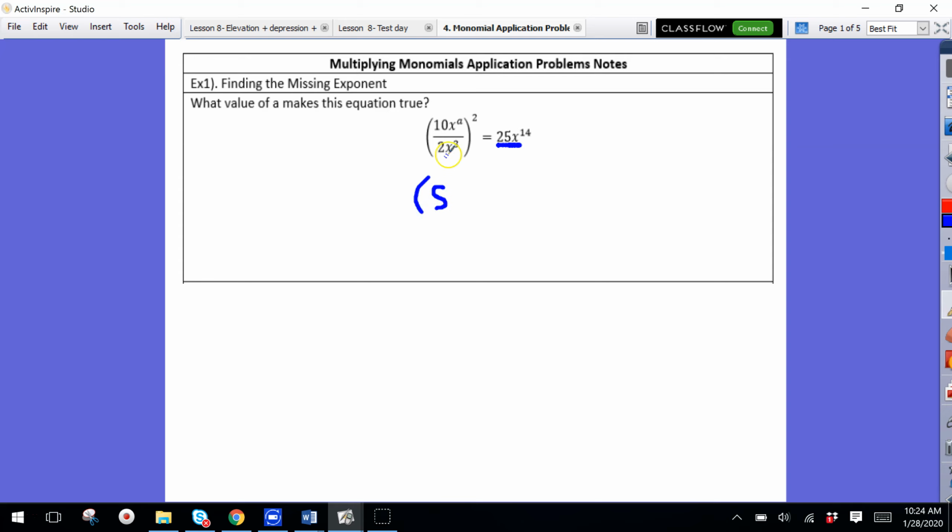And then x to the a divided by x to the third, they have the same base, so I can definitely simplify them. If you remember your quotient law, if you're dividing, you're supposed to subtract the exponents. So we're going to do x to the a minus 3. We put those parentheses, and it's still being squared.